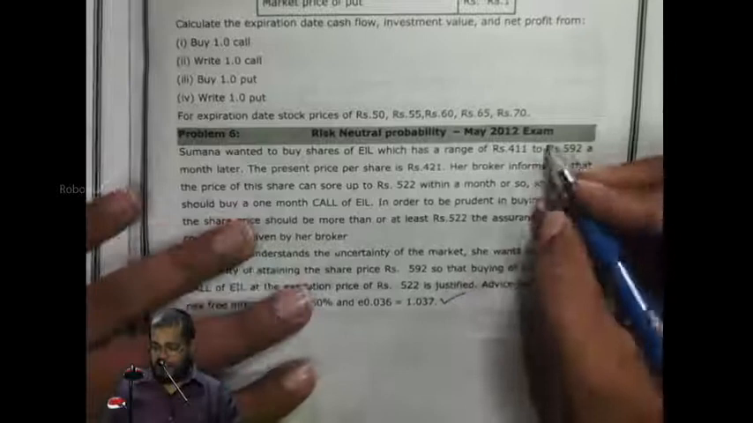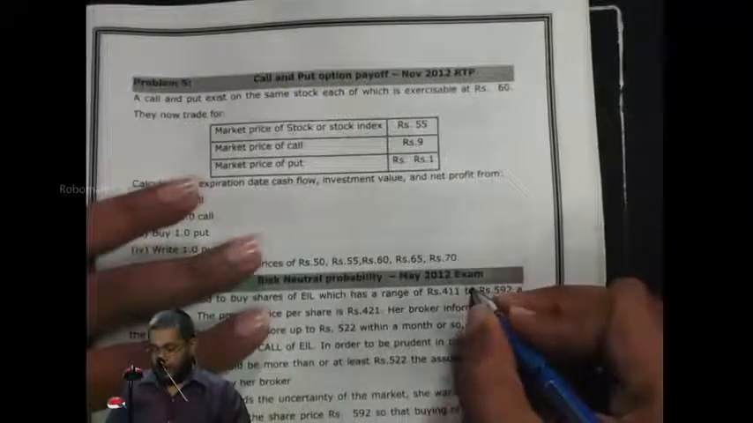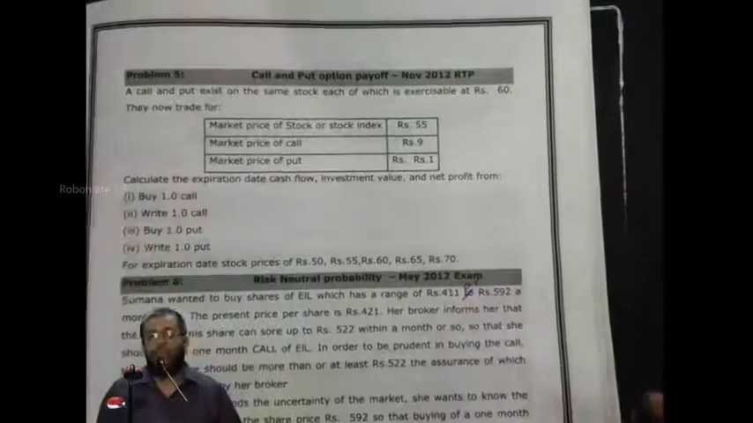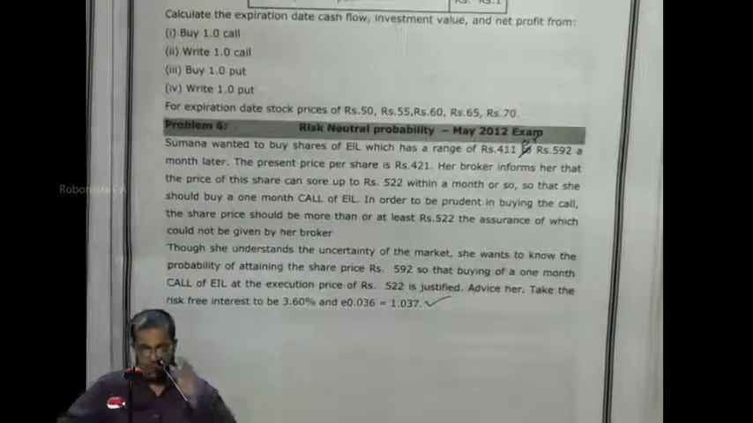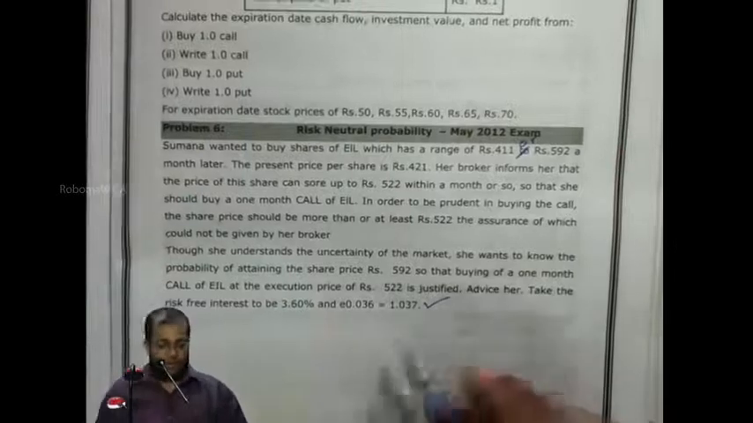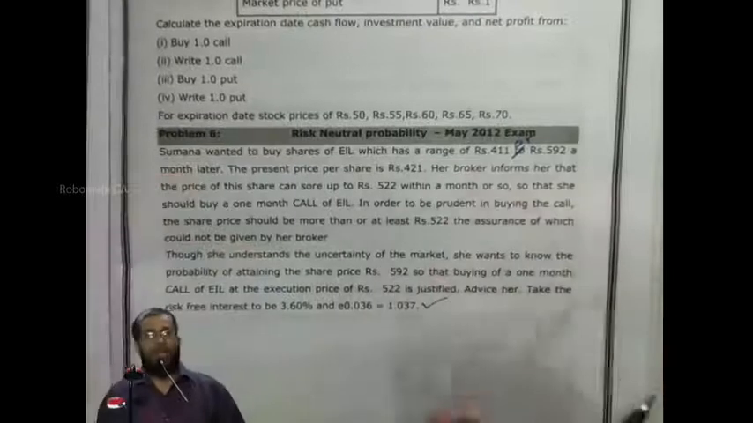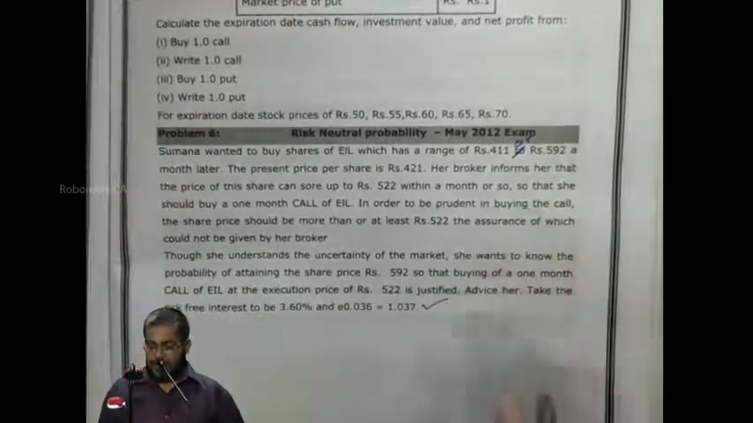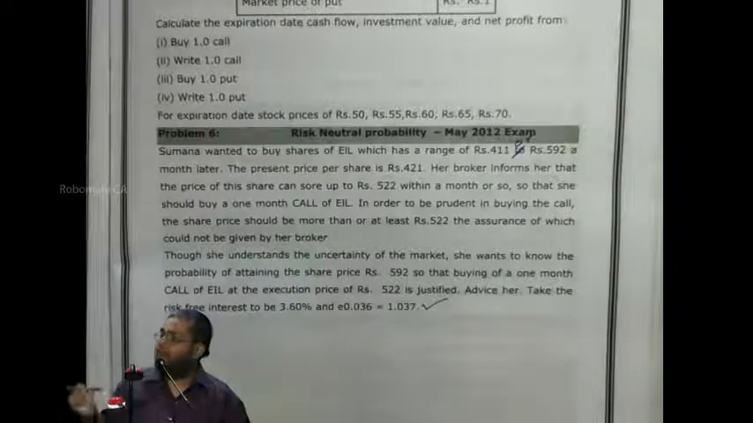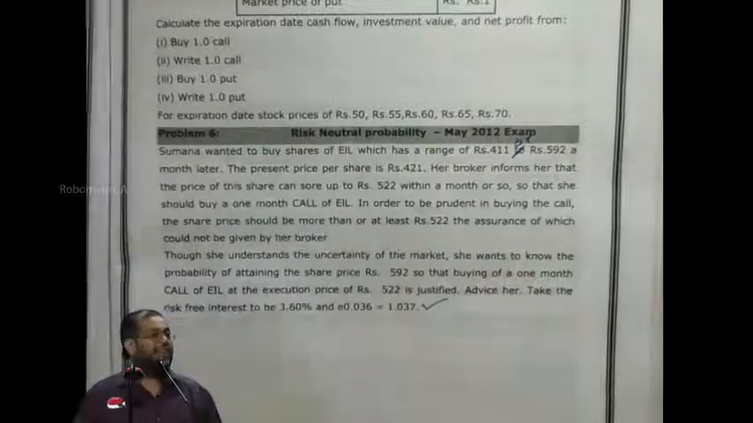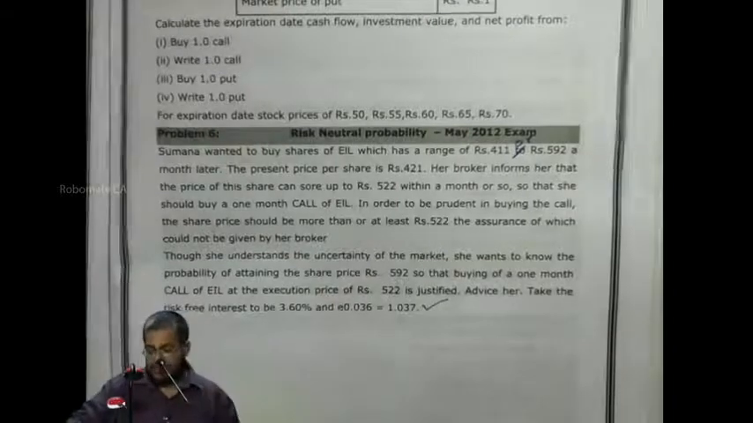Now, we can make the change. Please make a change in the workbook: it can be 411 or 592. Now, what is today's price of the share? 421. 421 is the spot price. That means the 421 spot price can either become 592 or drop to 411. This is the basic data given. Now there is a call option on this share which has a strike price. So how many rupees?